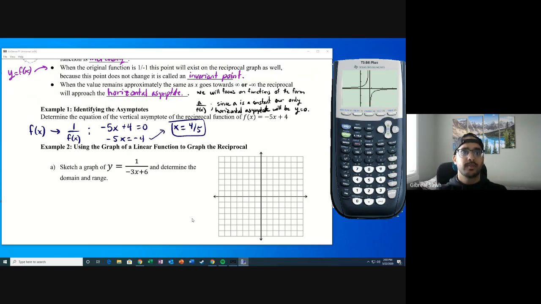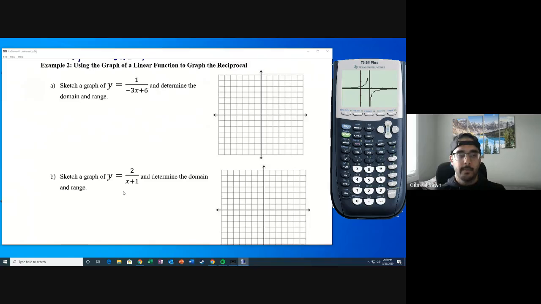Now let's go try to do this by hand. So we're going to try to sketch the graph of this, 1 over negative 3x plus 6, and determine its domain and range. So it's helpful to find some of these key points and key aspects of the graph first before we go to try to draw something. So let's find the vertical asymptote first.